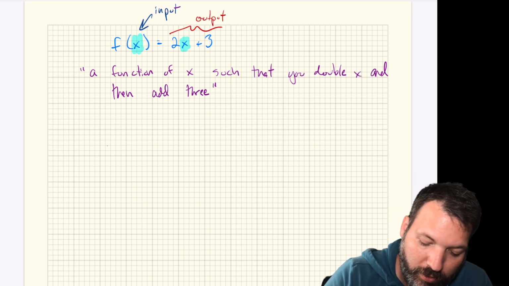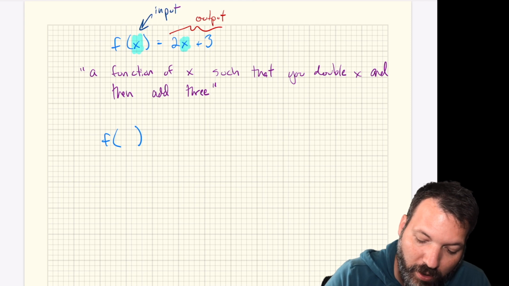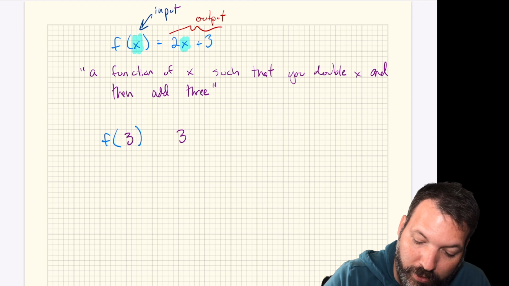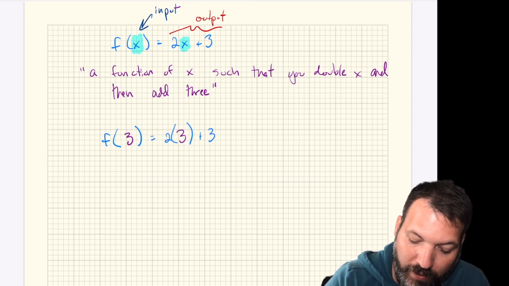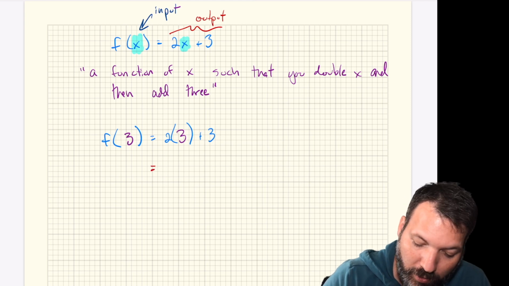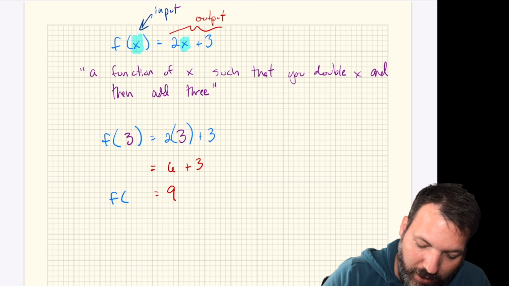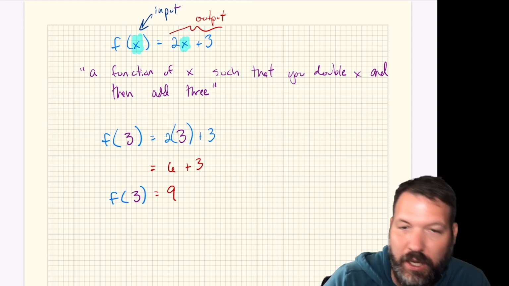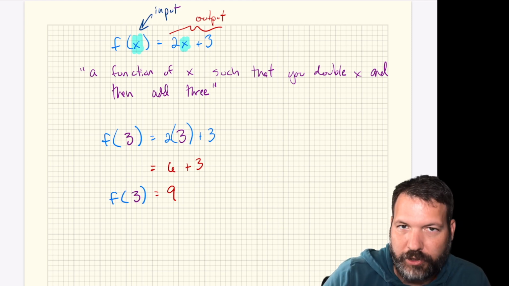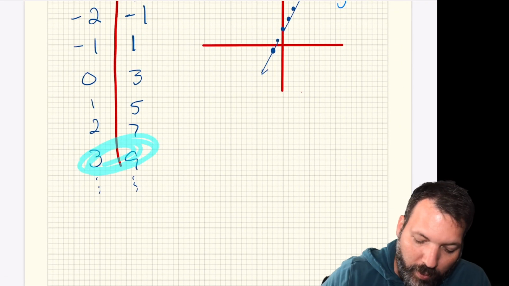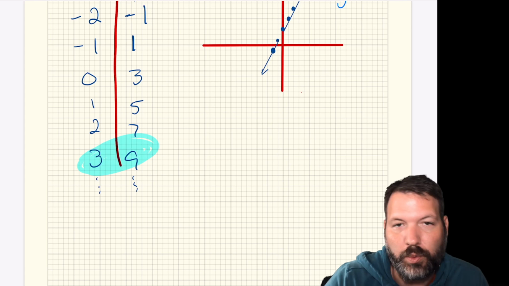So when we want to know something like, well, what's f of 3, let's say, what we really mean is 3 is going to be our input. The rule said to double that input and then add 3 to it. 2 times 3 is 6, 6 plus 3 is 9, and so what we can say is that f of 3 equals 9. Now, that should be familiar to you because that's exactly what we did a moment ago when we figured out that 3, 9 was one of the ordered pairs for this particular function.